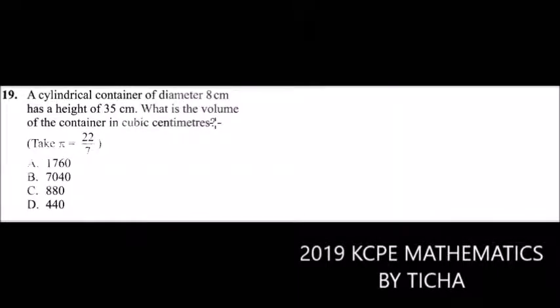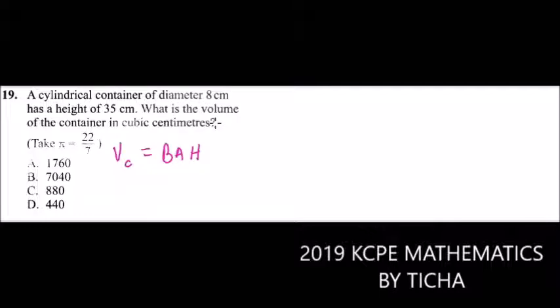Question number 19. A cylindrical container of diameter 8 cm has a height of 35 cm. What is the volume of the container in cubic centimeter? Take pi to be 22/7. Now, to be able to do this, how do we get the volume of a cylinder? Volume of a cylinder is equal to base area multiplied by the height. So that's how we get the volume.